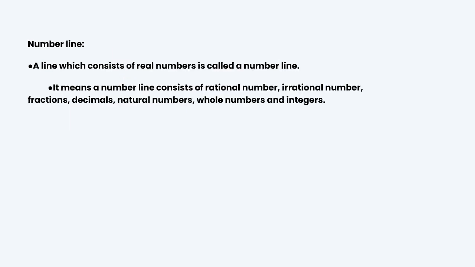Now, the number line, a line which consists of real numbers, it is called the number line. Here we talk about the number line. It consists of rational numbers, irrational numbers, decimals. We are having first natural numbers. It's 1, 2, 3, 4, 5, 6. Right? In that, if we include the whole number, that is 0. Then we take the negatives minus 1, minus 2, minus 3 up to infinity. Right? And in between this, we have some rationals.